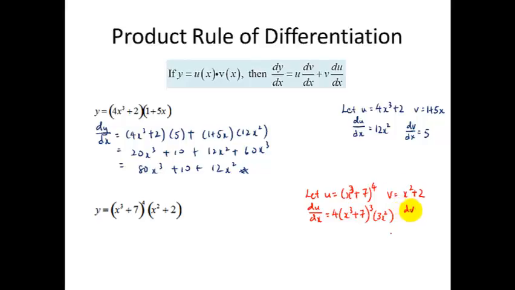I do the same for v. I differentiate with respect to x. x squared becomes 2x, plus 2 is just 0. I'm ready to use the product rule. dy/dx is equal to u times dv/dx plus v times du/dx.